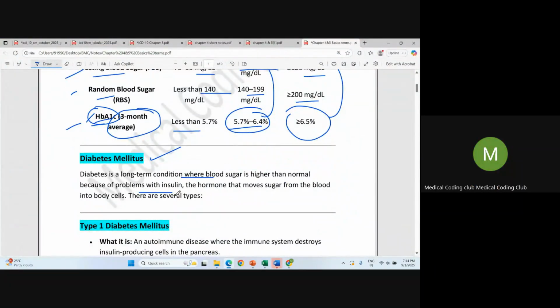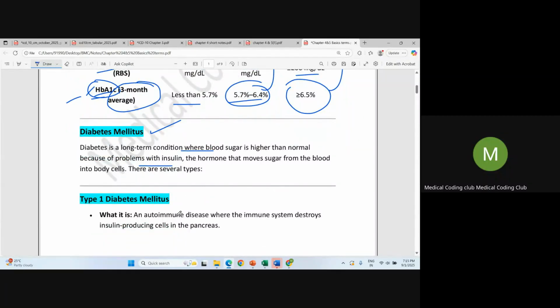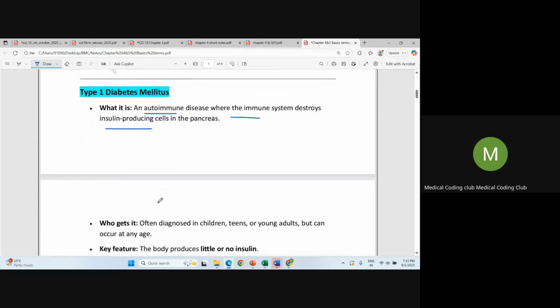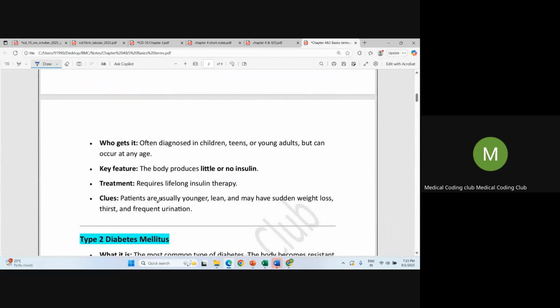Okay. So firstly, type 1 diabetes. It's an autoimmune disease where the immune system destroys insulin producing cells in the pancreas. The pancreas is responsible for producing insulin. But when a patient has type 1 diabetes, this autoimmune disease makes our immune system destroy the insulin producing cells. So there will be no sufficient insulin for the body. So then we have type 1 diabetes.